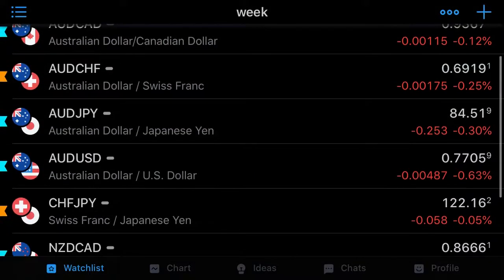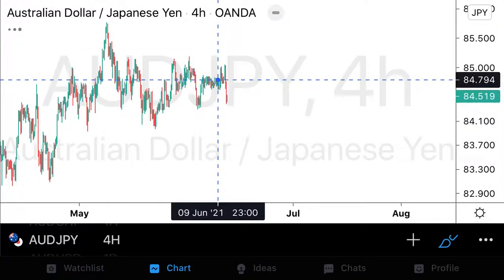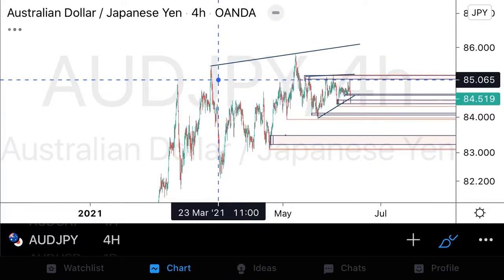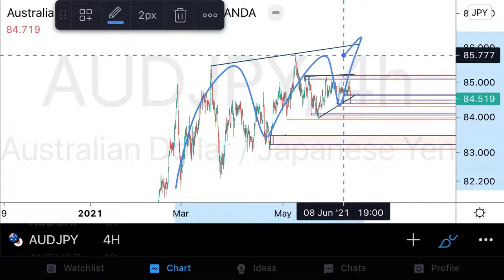Now let's go on to the next pair, guys. We'll go on to AUDJPY. We'll also just restrict ourselves to the H4 here on Aussie Yen. Now what we can see on Aussie Yen is that it has been in an ascending corrective structure.